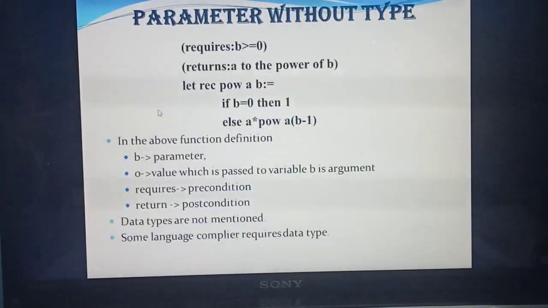Understood? Okay. In parameters and arguments, the parameters are divided into 2 types. So parameters are divided into how many types? 2 types. What are they? Parameter without type and parameter with type. Okay, listen. What do you mean by type? It means nothing but data types.